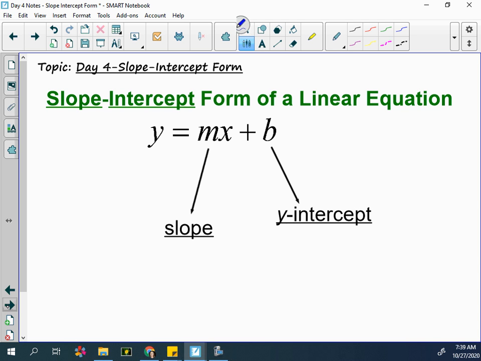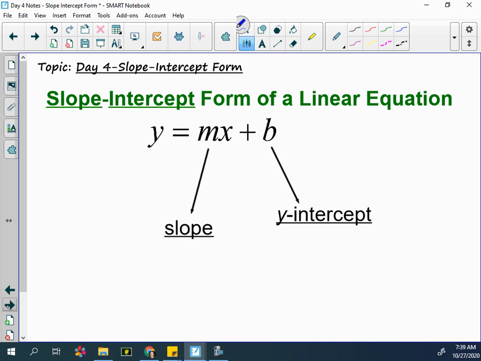Okay. So it's y equals mx plus b. It's the formula that most people remember out of Algebra 1, slope intercept form. So also go ahead and label the m is still the slope. Now the b is the y-intercept. So we just assign the letter b to it.